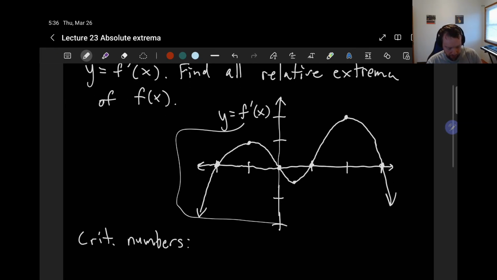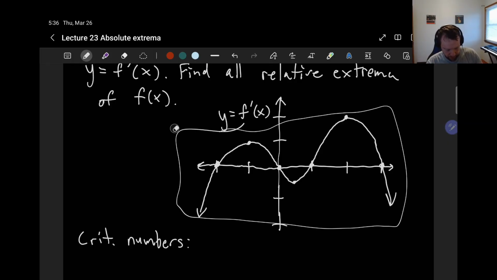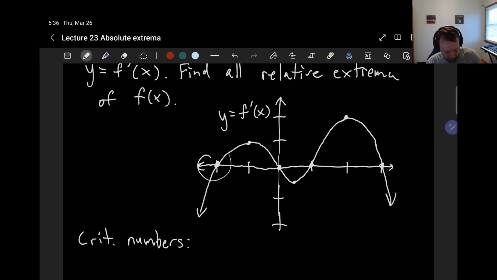Well, we have the graph of the derivative. So we have to look for where the derivative is 0. Got a few places there. So the derivative is 0 when x is -2, 0, 1, and 3. So again, it's a little different because I'm looking at the graph of f prime of x. We're looking for where we hit 0.